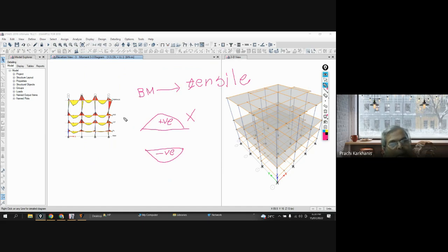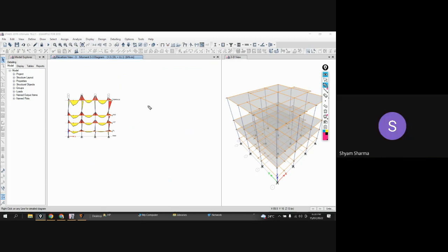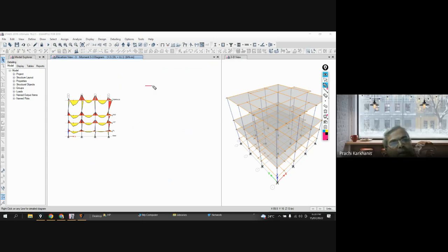But see, what I would like to express is that in reinforced structures, the basic thing is that we want to provide reinforcement on the tension face. Okay? Yes or no? Yes, sir. Now let us consider this as your fixed end beam. This is your fixed end beam.